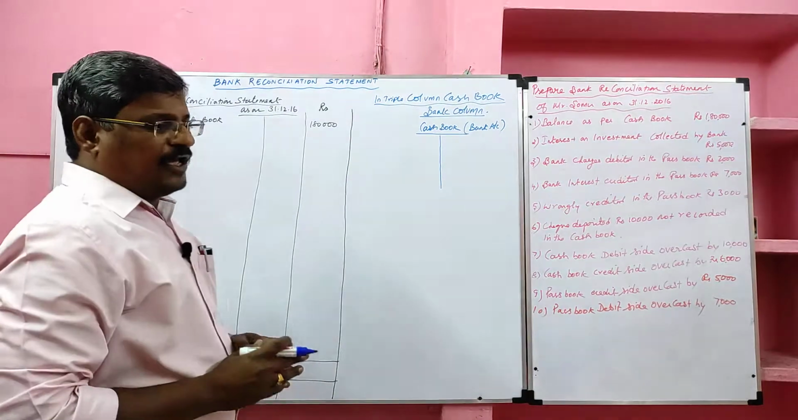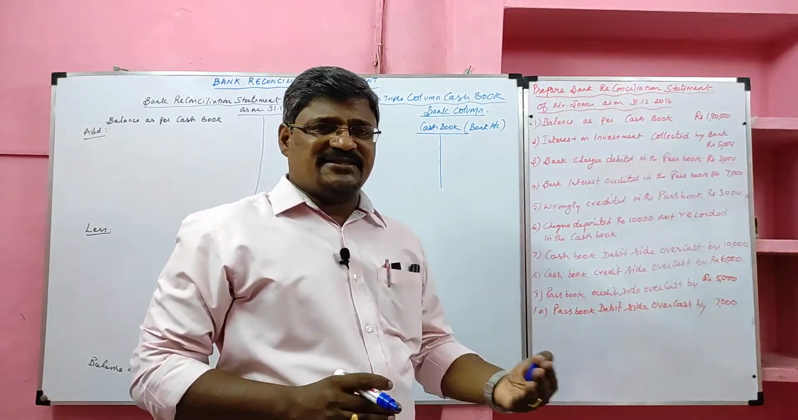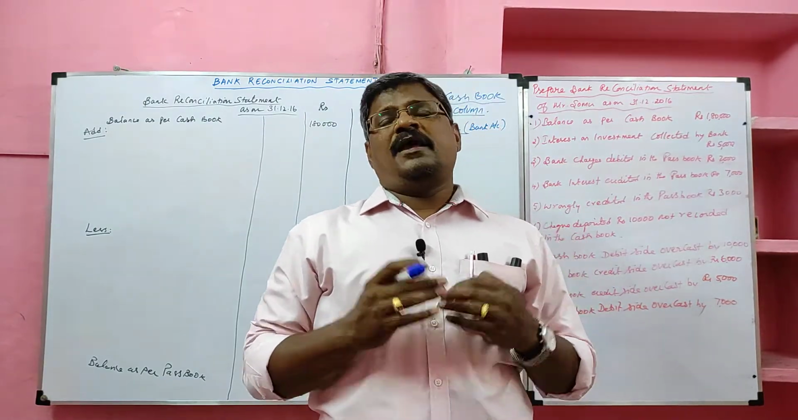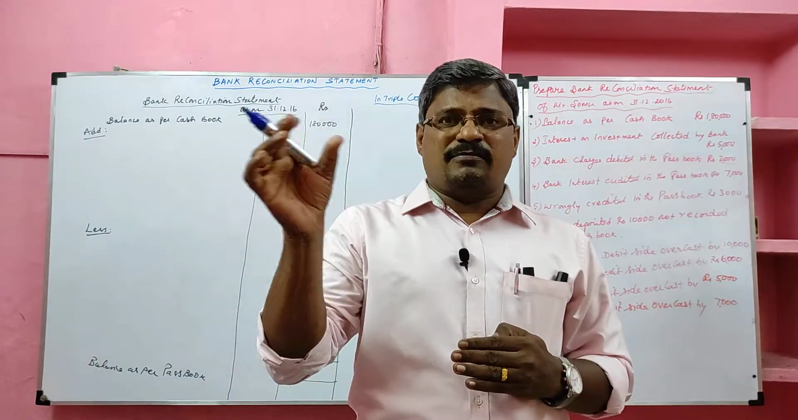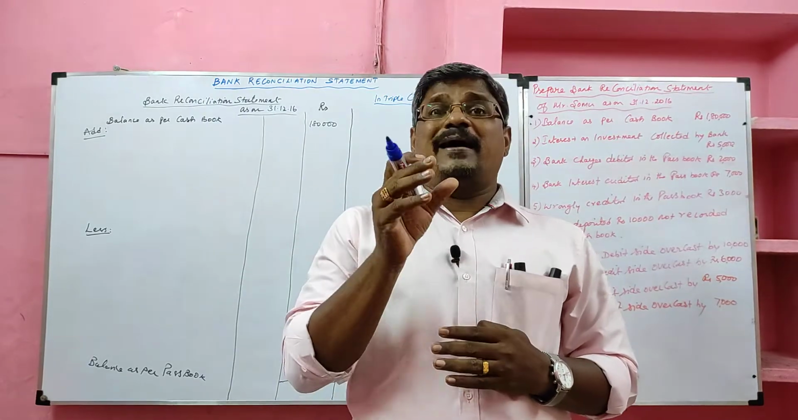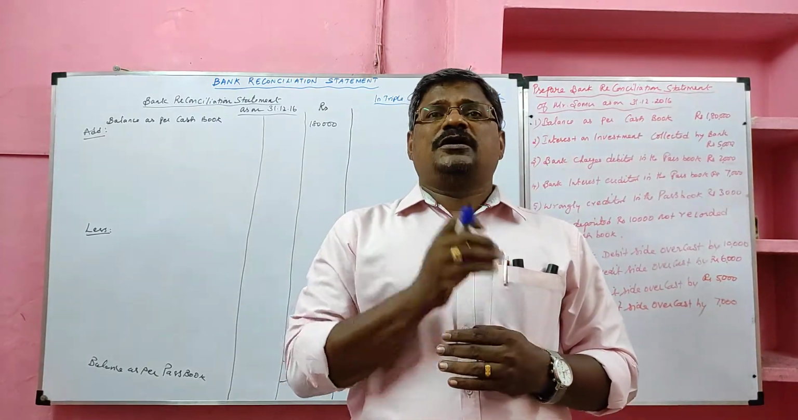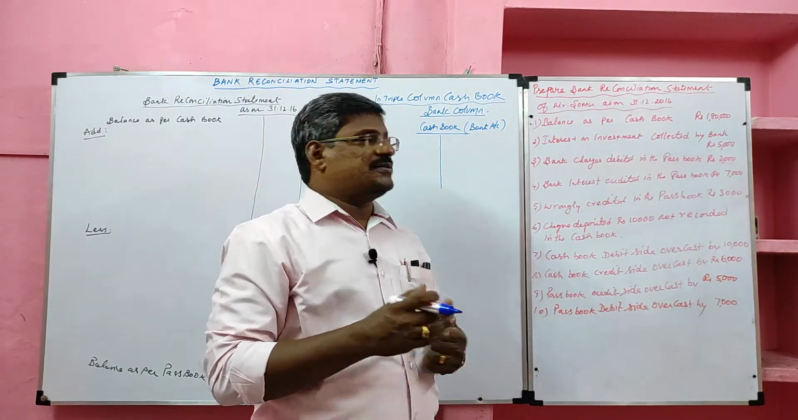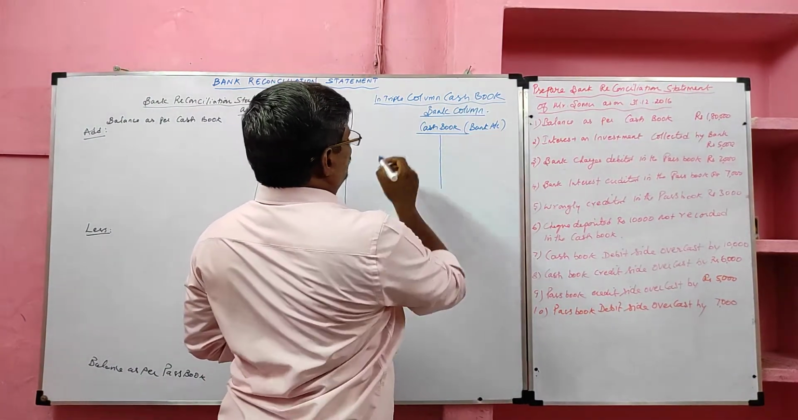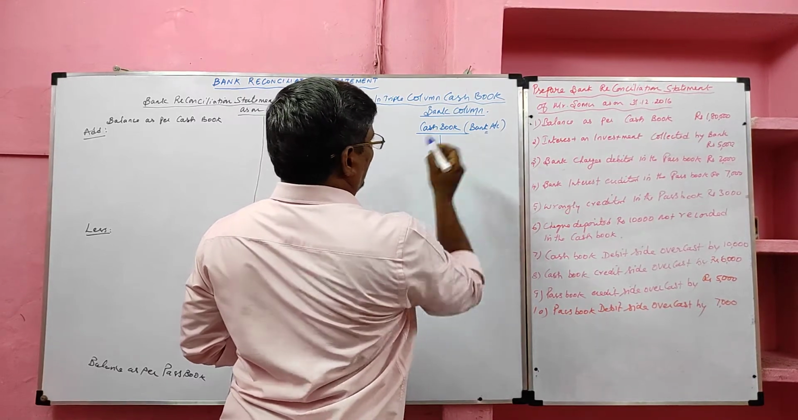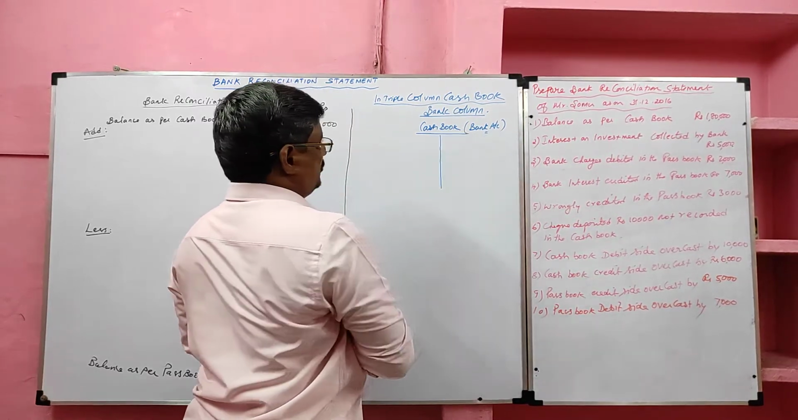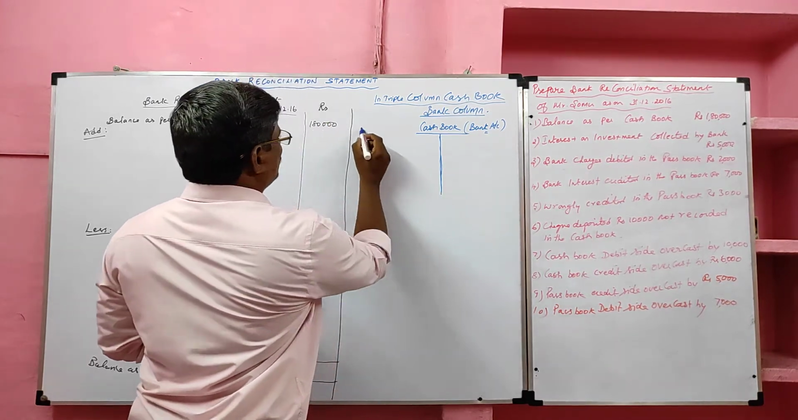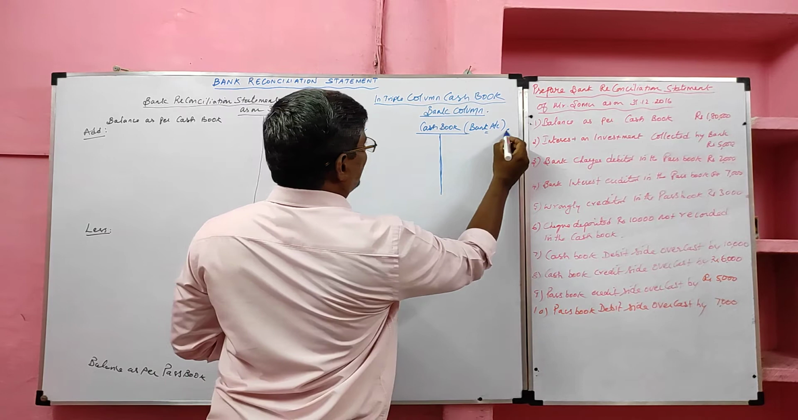Listen once again. If you want to prepare a bank reconciliation statement, we need two documents, namely cash book and passbook. Cash book means, in the triple column cash book, we have one column called the bank column. That column we have to choose for the preparation of the bank reconciliation statement. So the bank column is nothing but the bank account, that is nothing but the cash book. Cash book has two sides, namely debit side and credit side.